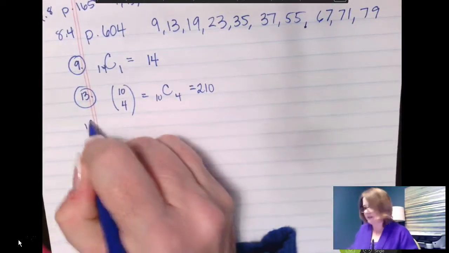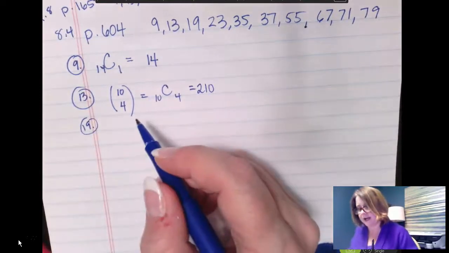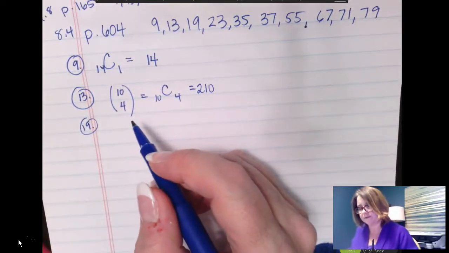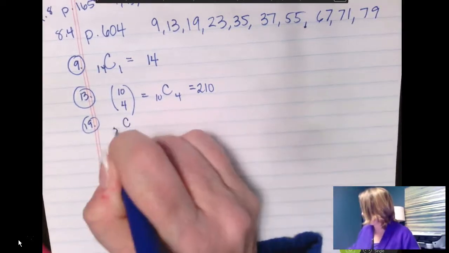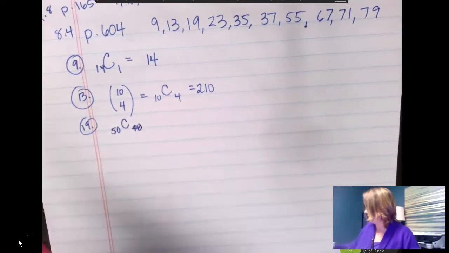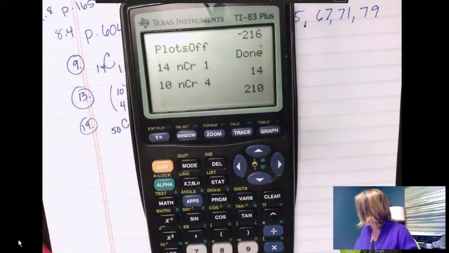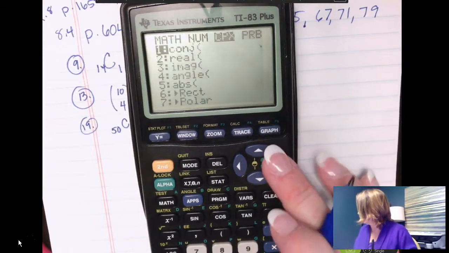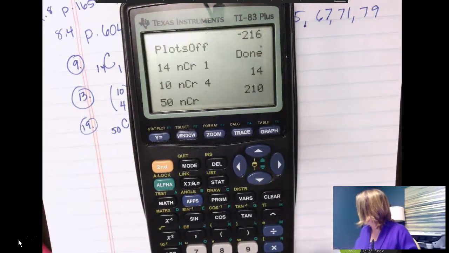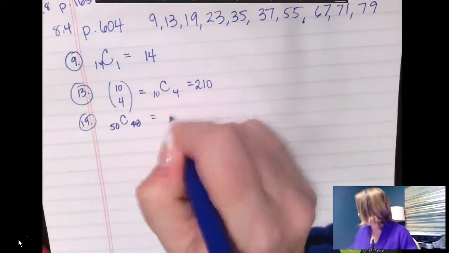In number 19, we're going to have, let's see, 50 and 48. So 50 combination 48, 1,225.